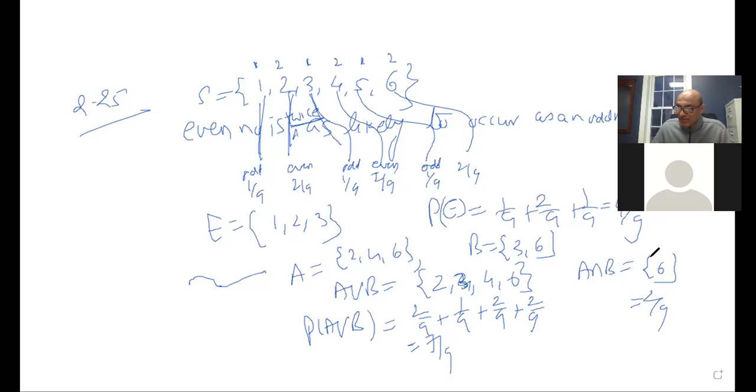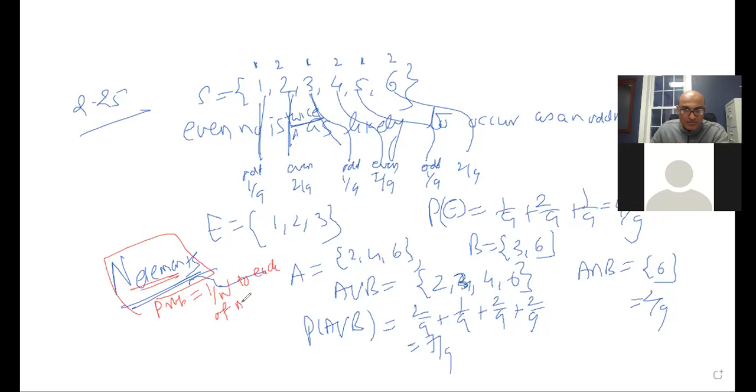So if the sample space of an experiment contains n elements, all of which are equally likely to occur, we assign a probability equal to 1 over n to each of the n points. Let me change the color. The probability is 1 over n to each of n points.